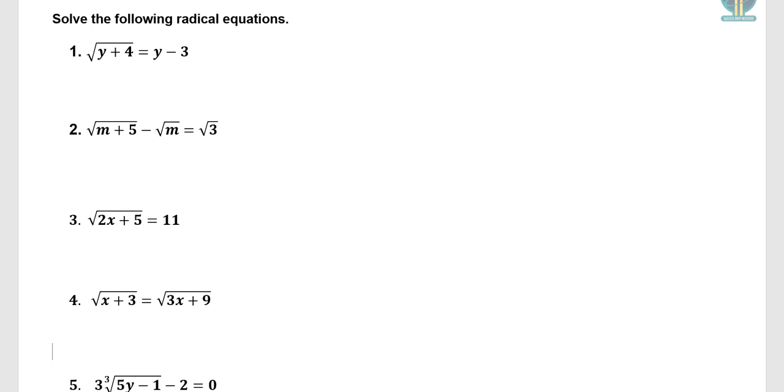So here we have square root of y plus 4 equals y minus 3. So again, to get rid of the square root, square both sides. So this squared and this squared, which gives us y plus 4 equals, so y minus 3 all squared is y squared plus 9. And then y times negative 3 is negative 3y times 2 is negative 6y.